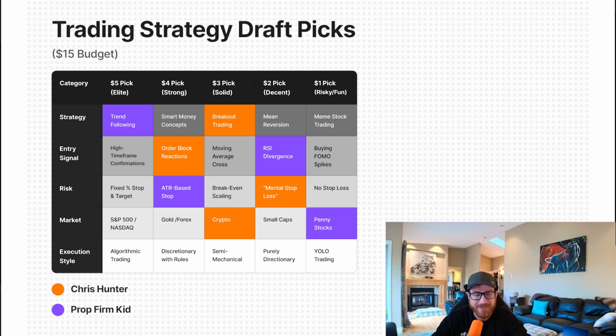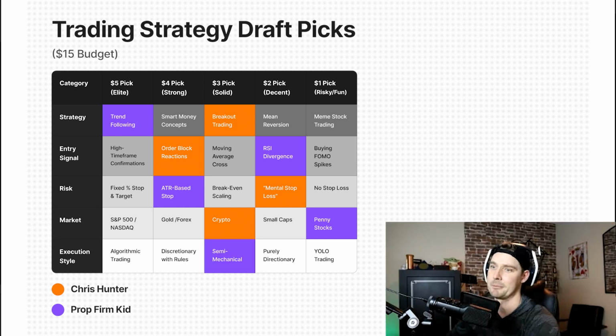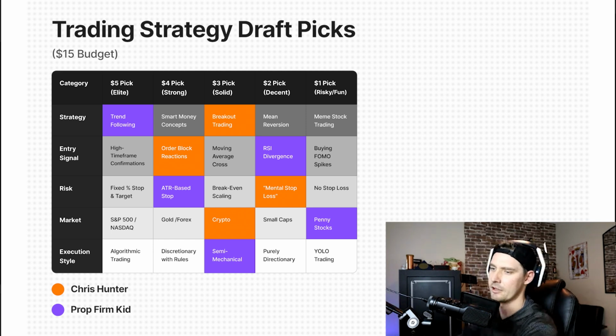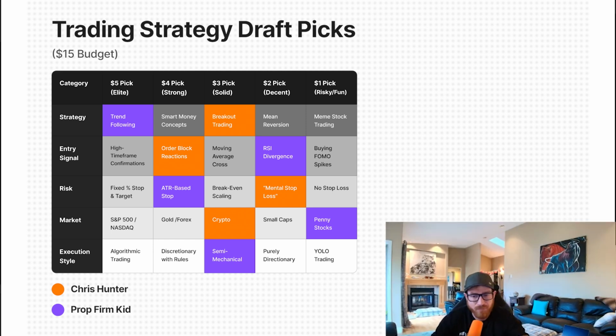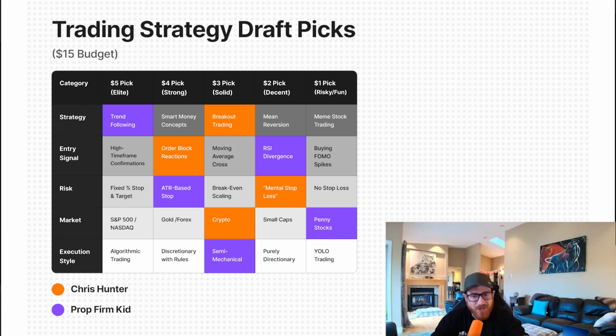So last pick. I'm definitely going to go with semi-mechanical because I am a semi-mechanical trader. So it's perfect for me. And that's a big reason why I couldn't use your mental stop loss, because I always have everything running automatic, right? So semi-mechanical, penny stock, ATR. I don't even know if ATR matters on penny stocks. It could be, it goes straight to zero.